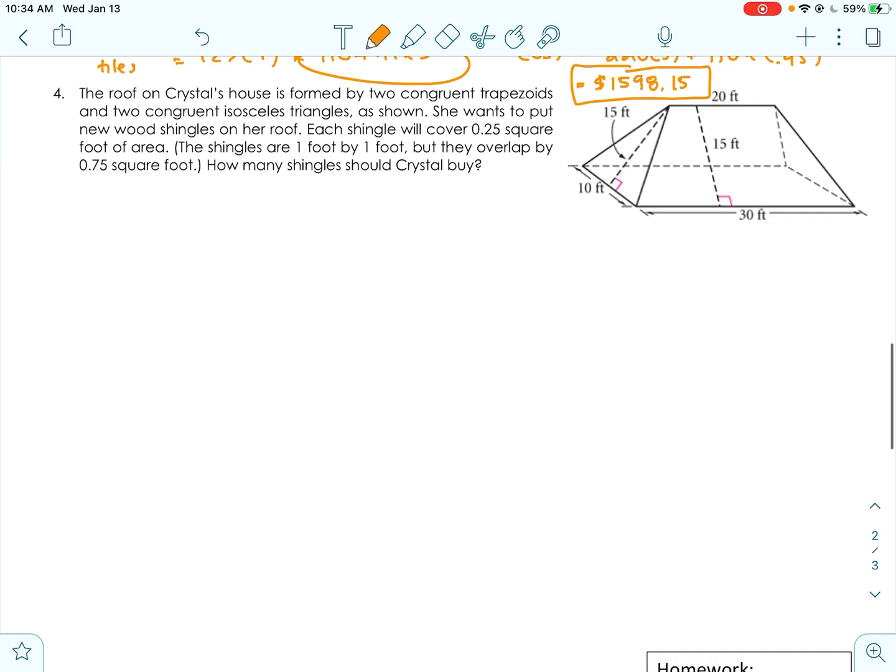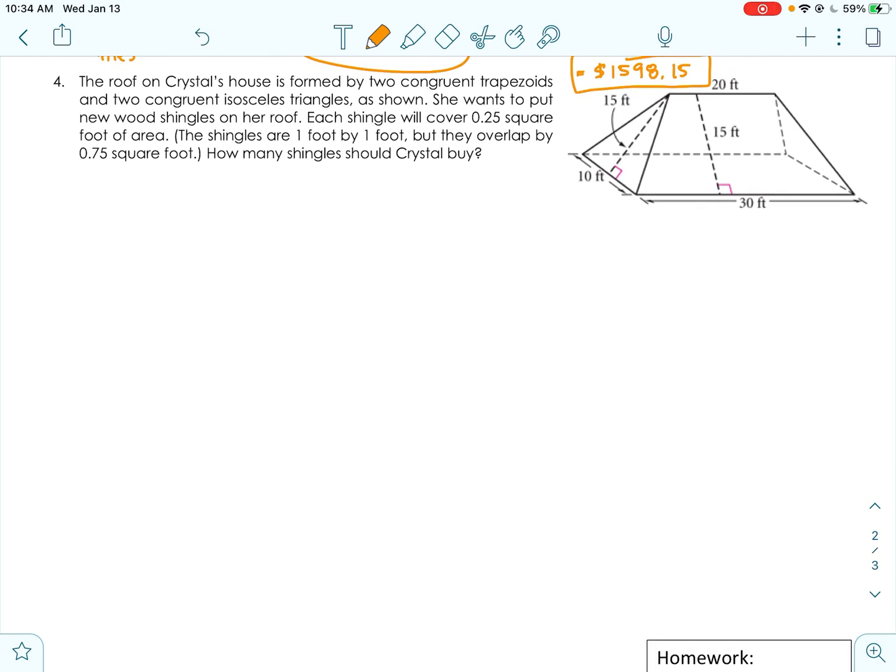The final problem says the roof on Crystal's house is formed by two congruent trapezoids and two congruent isosceles triangles, as shown. She wants to put new wood shingles on her roof. Each shingle will cover 0.25 square foot of area. The shingles are 1 foot by 1 foot, but they overlap by 0.75 square foot. How many shingles should Crystal buy?